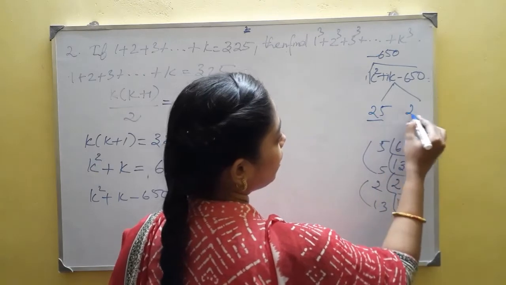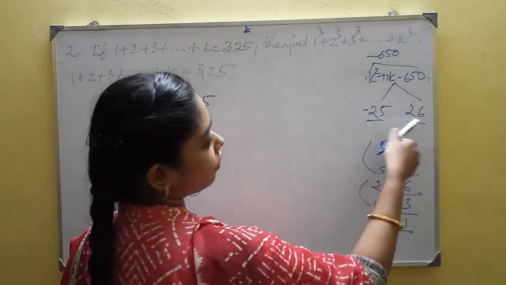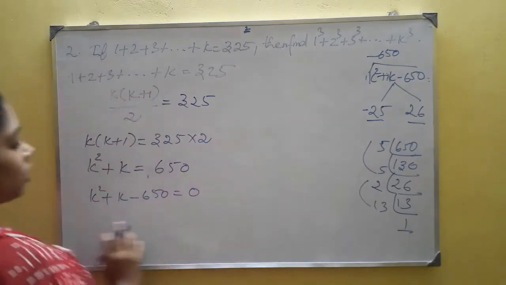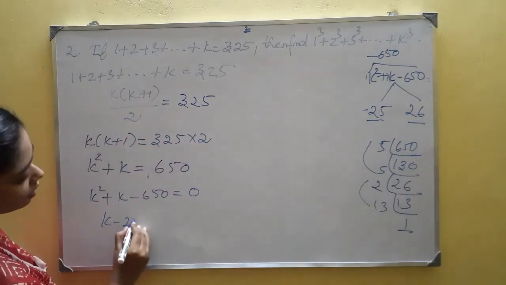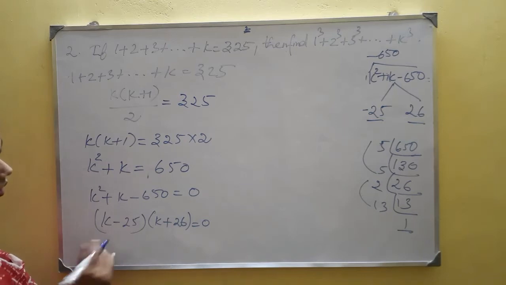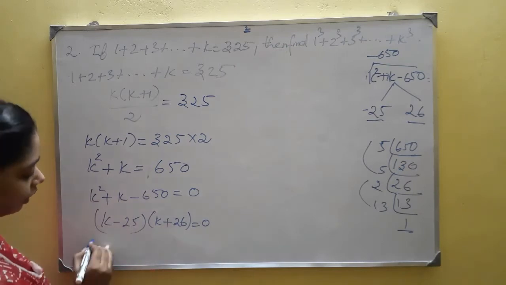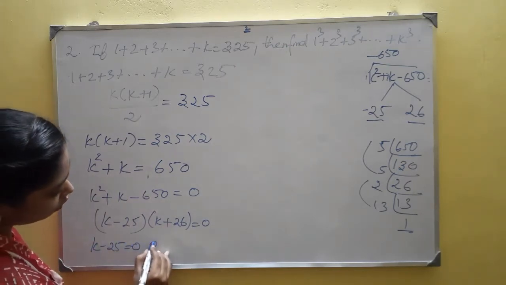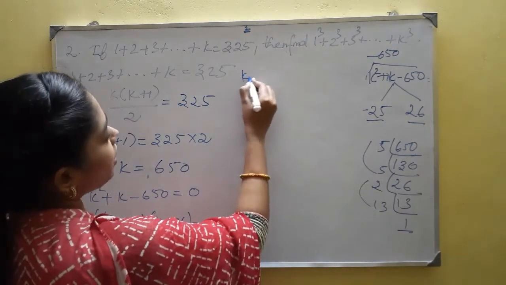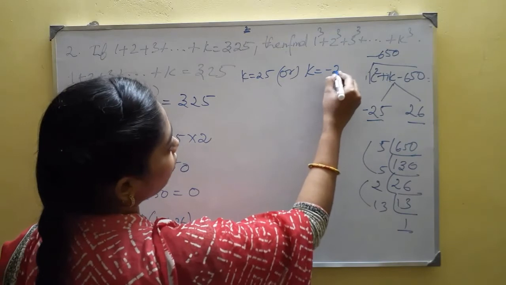So 25 and 26. Here it is positive, no? So the smaller number is supposed to have the negative sign. So minus 25 plus 26 gives you 1. This product, again these are prime factors, no? The product gives you minus 650. Now this quadratic equation can also be written as k minus 25, k plus 26 equal to 0. So these are two numbers. While doing multiplication, it gives you the answer 0. Then either one must be equal to 0 or both. Okay.